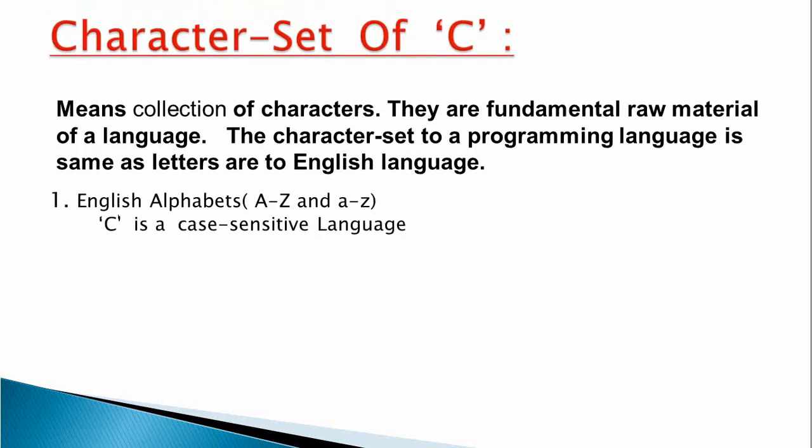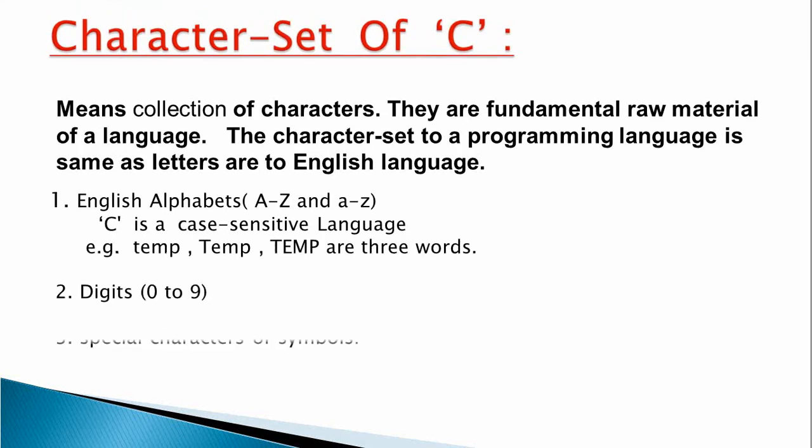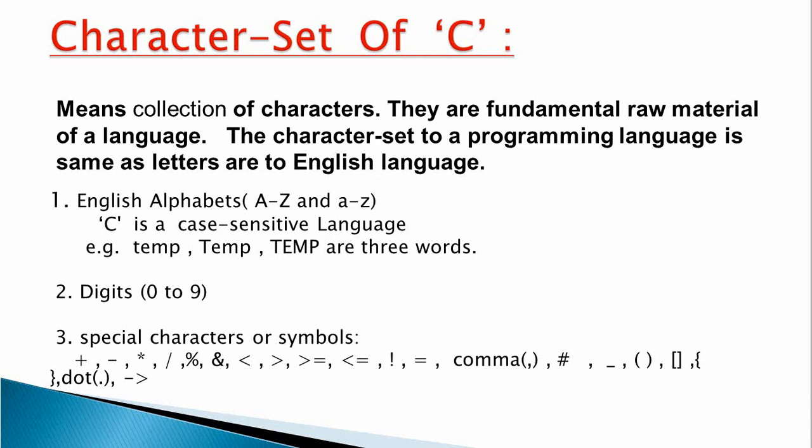Before we come to know about the various data types and input-output functions in C language, we should be well aware about the character set of C language. Character set means collection of characters. They are the fundamental raw material of a language. The character set to a programming language is the same as letters are to the English language.